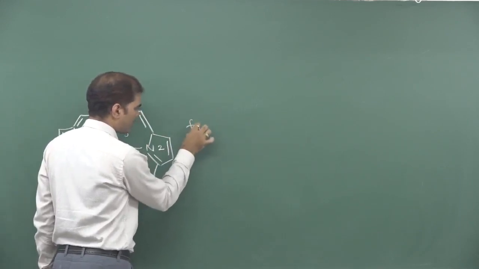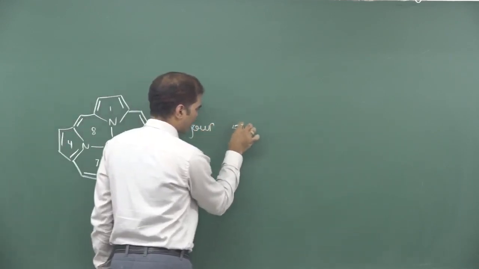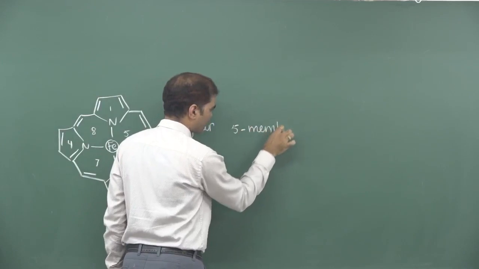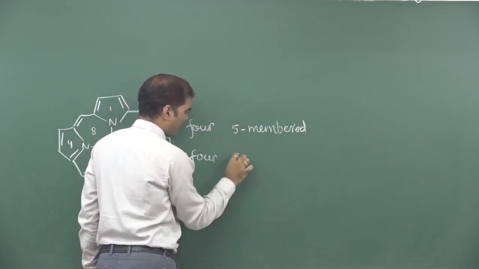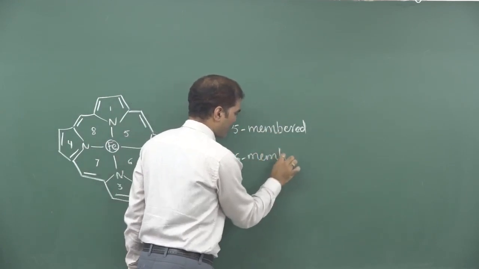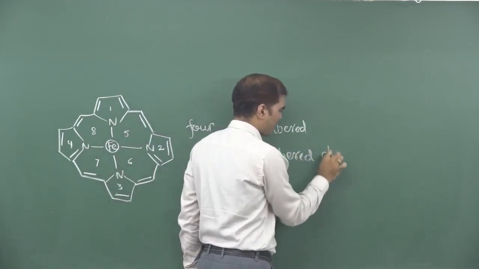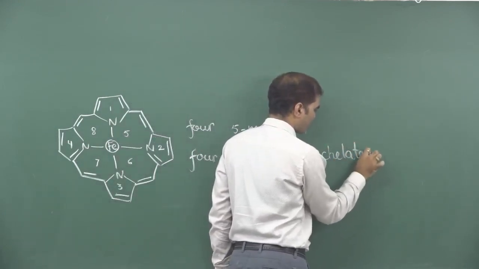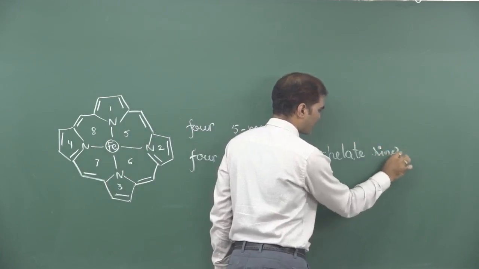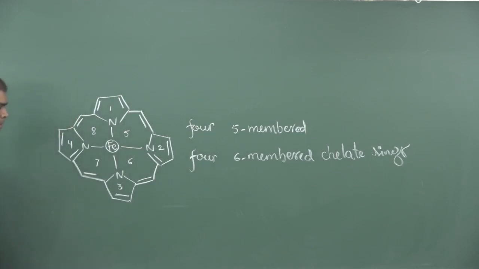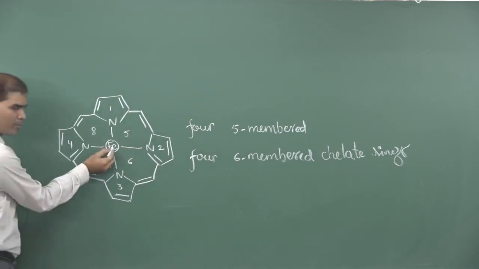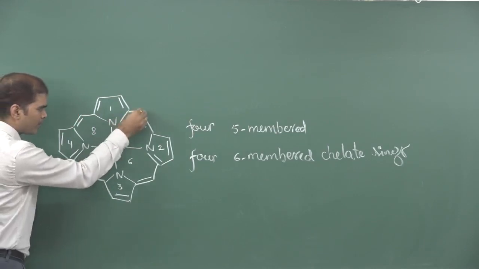In these 8 rings, 4 are 5-membered, 4 are 6-membered, but these 6-membered are chelating rings. 4 5-membered, 4 6-membered chelate rings. Size is 6, starting from the metal 1, 2, 3, 4, 5, 6.